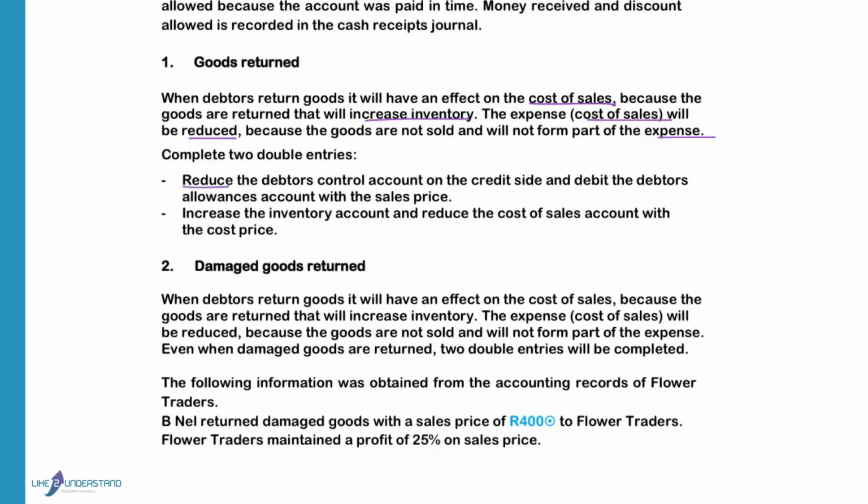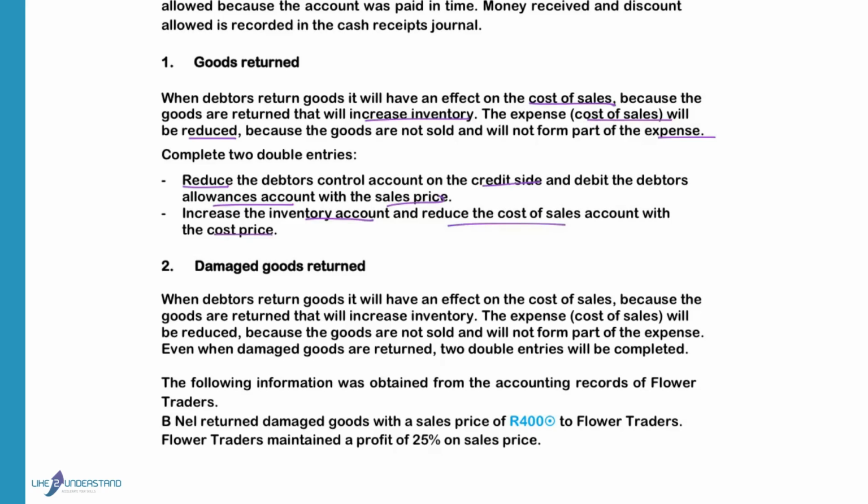Reduce the account of the debtors control on the credit side and debit the debtors allowances account to decrease the income with the sales price. Increase the inventory account because the inventory was received back in the business, and reduce cost of sales with the cost price on the credit side.